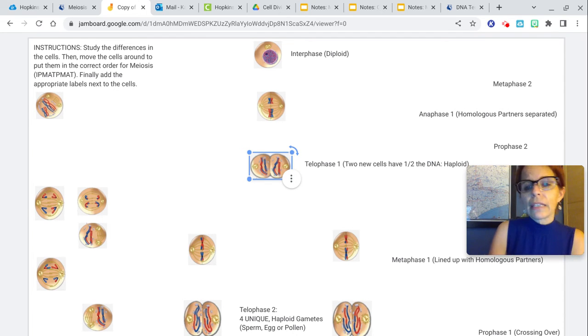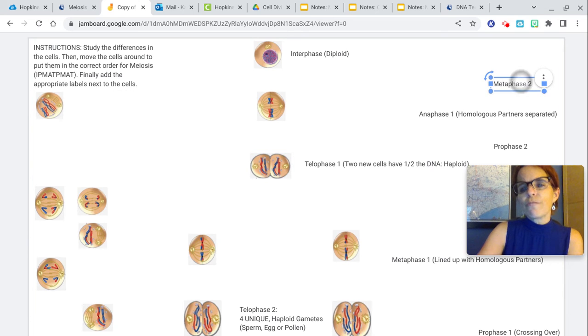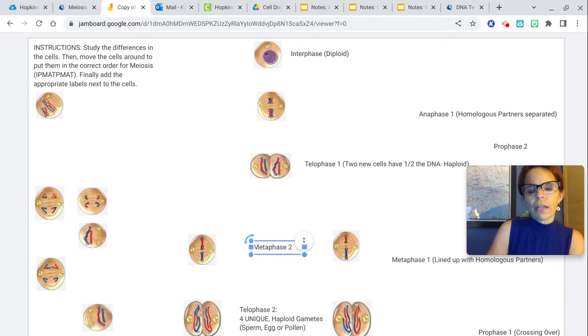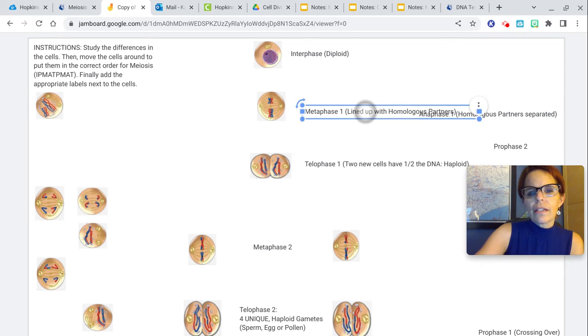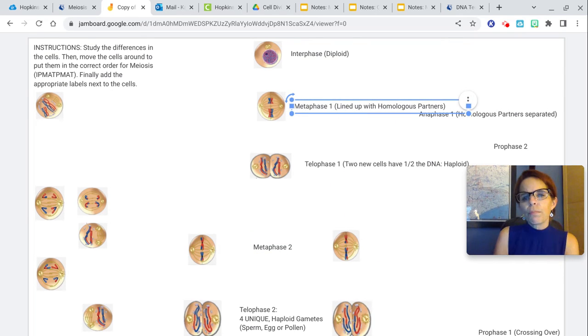Actually, I bet I could add my labels. So here's the label metaphase 2. I could put that right between the ones that are in the middle. And then metaphase 1, there it is, metaphase 1 lined up with homologous partners. Oh, that makes sense. Look at them. They're side by side with their partners. Okay, that works.